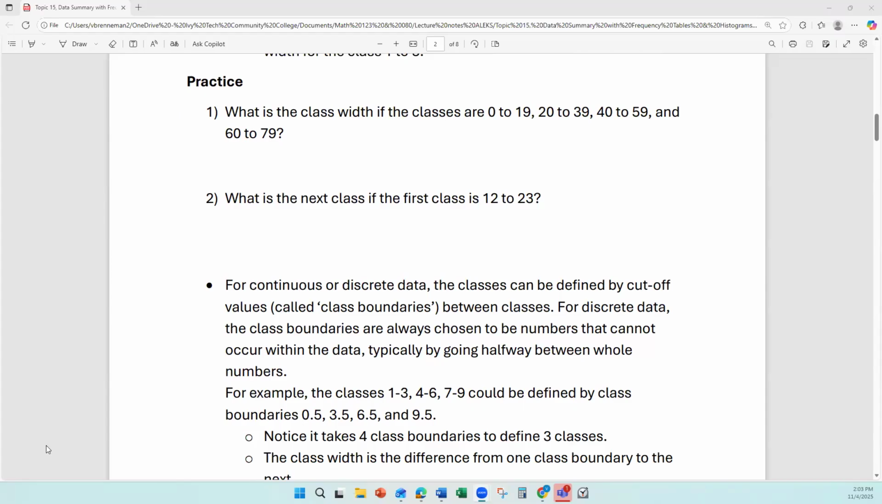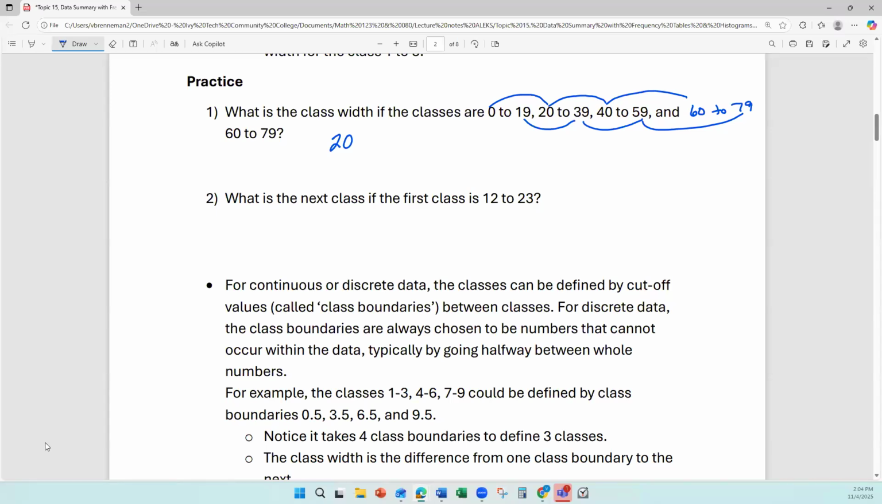So what is the class width if the classes are 0 to 19, 20 to 39, 40 to 59, and 60 to 79? For this type of class labeling, you always want to look from one class to the next class. So going from 0 to 20, 20 to 40, 40 to 60, or going from 19 to 39 to 59 to 79, what is it counting by? So this is not 19 for the class width. You're not looking within a class and subtracting, you're looking from one class to the next class. This class width is 20.